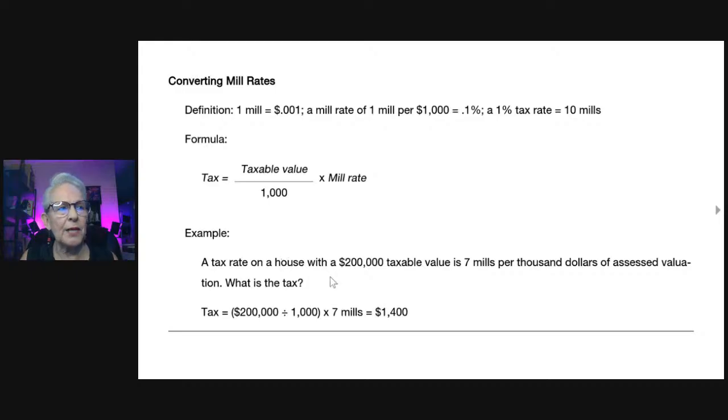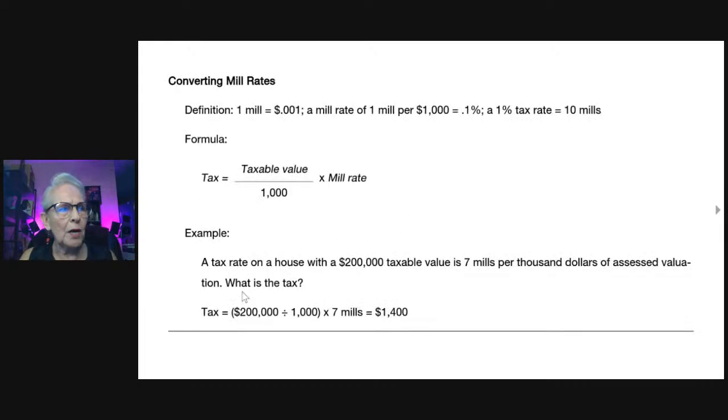For example, a tax rate on a house with a 200,000 taxable value is 7 mills per $1,000. So we're having to divide the value by 1,000 first because the property taxes are calculated per 1,000 of assessed value. Keep that in mind. It's not the market value. It's not the current market value of a property that's for sale. It's a market value or assessed value. Some counties will include assessed value and also market value.